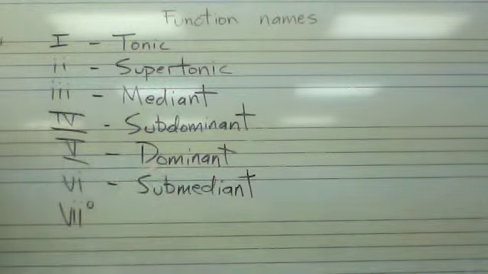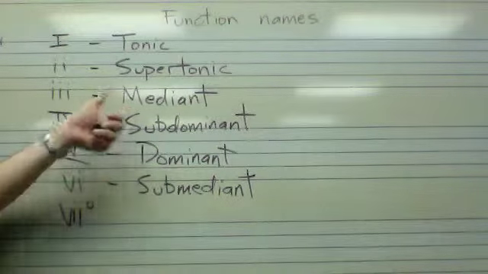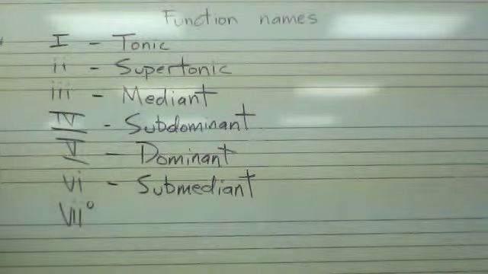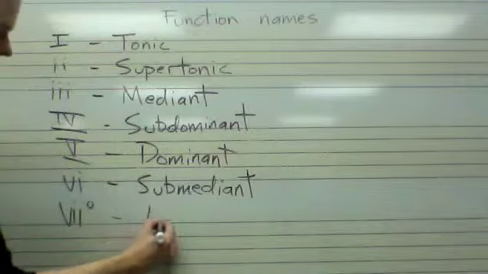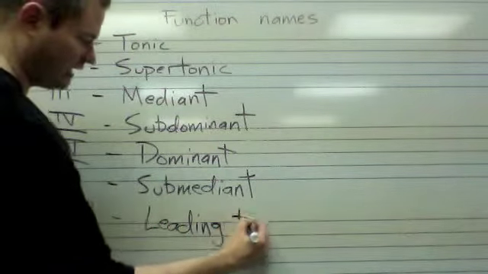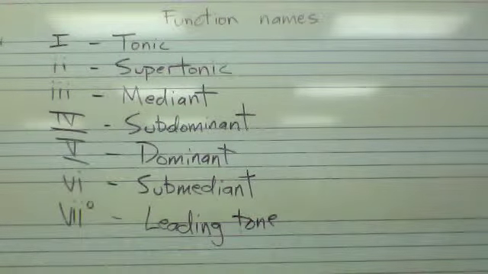Submediant is the chord that's built off of the 6th scale degree. It says submediant, but it's not below the mediant. There's a reason that these share similar names, and we'll learn more about that when we get into the specific functions. And the last one, in a major key, leading tone: the diminished triad built off of the 7th scale degree.